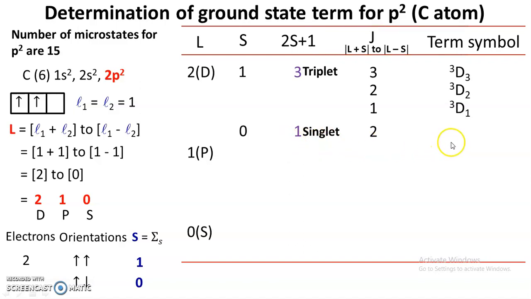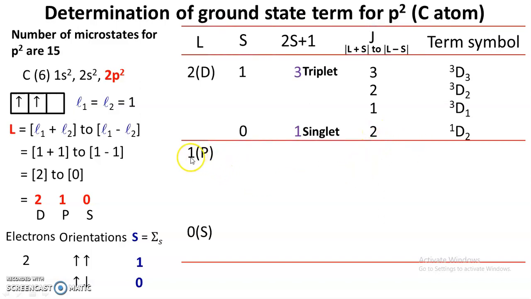And the corresponding term for this set, that is L is equal to 2, S is equal to 0, multiplicity 1 and J is equal to 2, that is D12. So here D stands for L is equal to 2, 1 is the multiplicity, that is the singlet, and 2 is the J value.